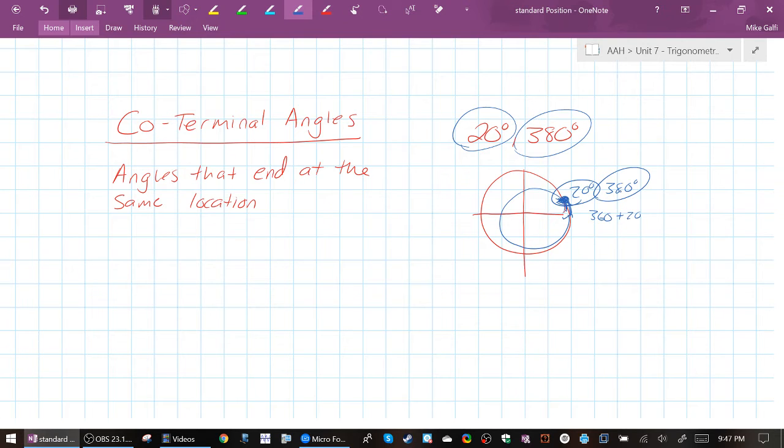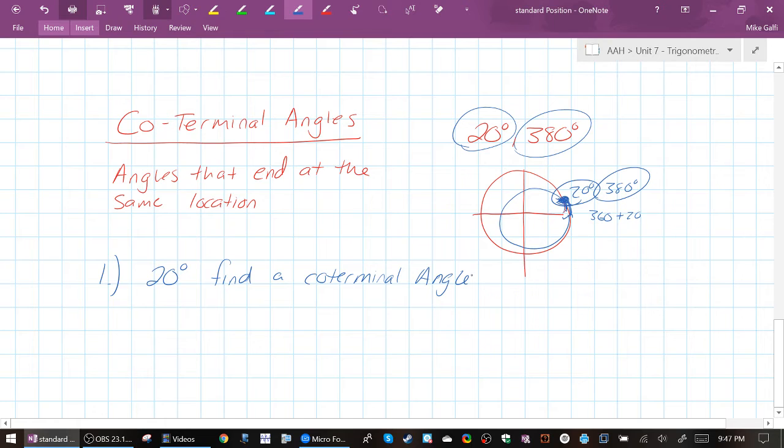So there's an easy rule. If I give you 20 degrees and I say find a coterminal angle, in order to do that, you just have to take that 20 and add a full circle to it. So we add 360 degrees and I get to 380. Now don't forget, you can go more than one direction, so you could also take that 20 degrees and subtract 360 degrees, and you would get negative 340 degrees.